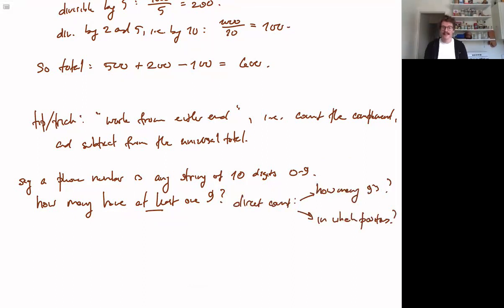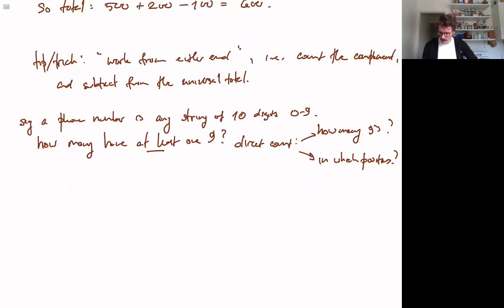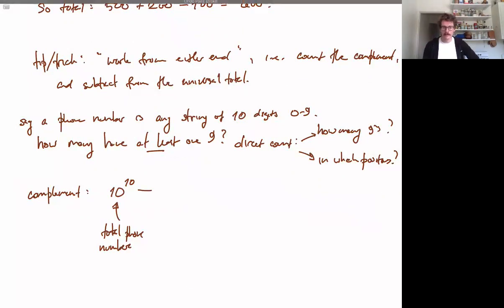Now, you don't want to worry about any of that. What you want to do instead is to count the complement. Which is to say that 10 to the 10 is total phone numbers. Okay, and then minus the number that have 0 9s in them. That's just 9 to the 10.